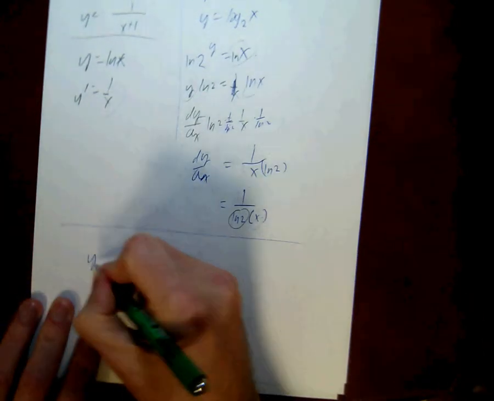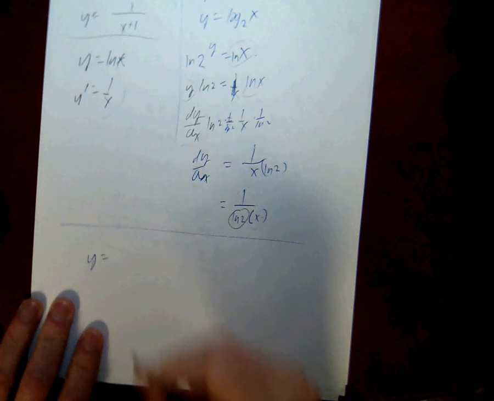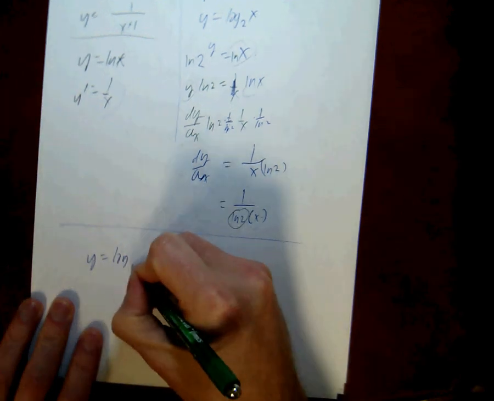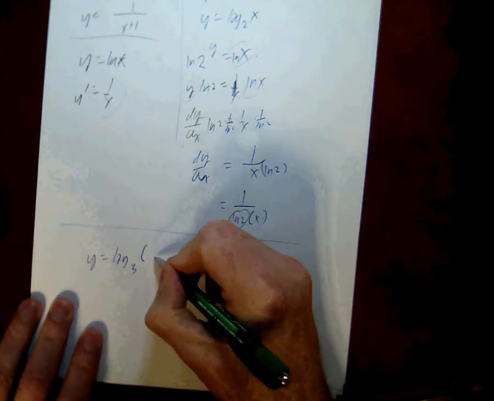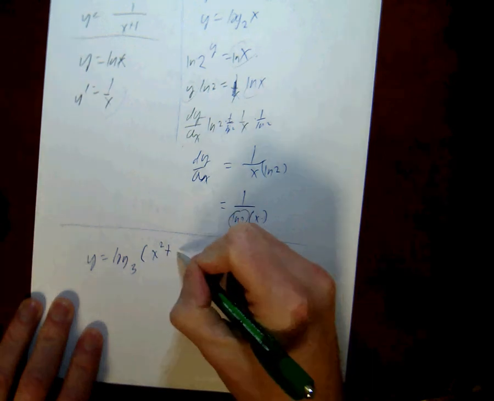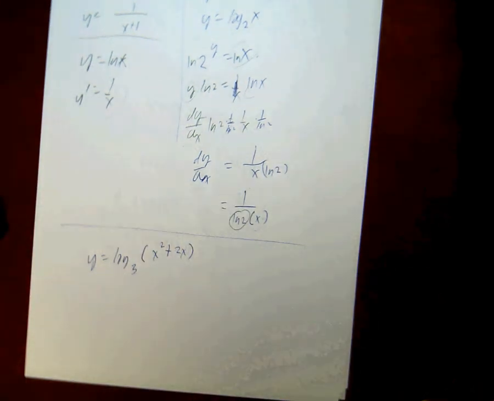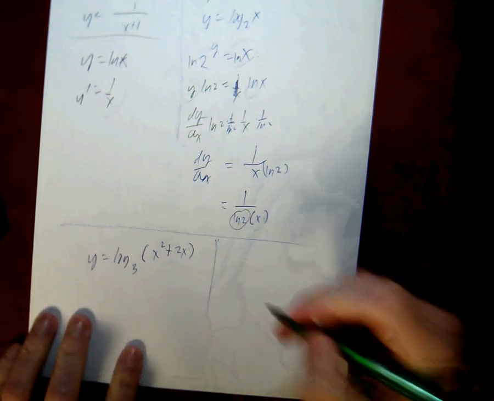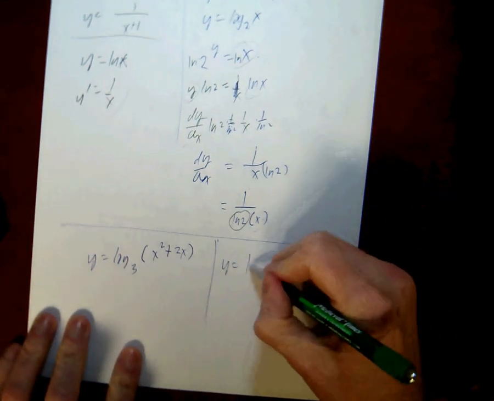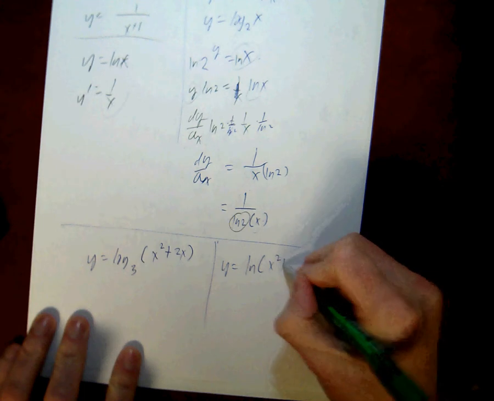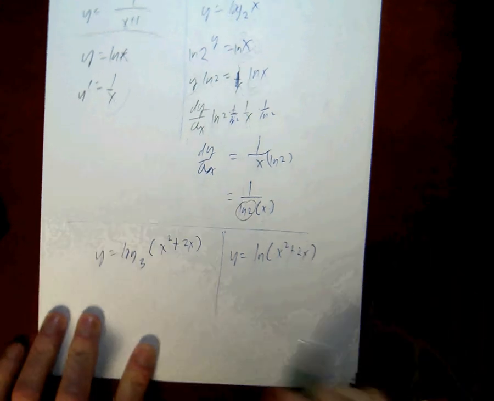If I give you y is equal to log base 3 of x squared plus 2x, and I want to compare that to y equals natural log of x squared plus 2x, I think it's very important to do the comparison.